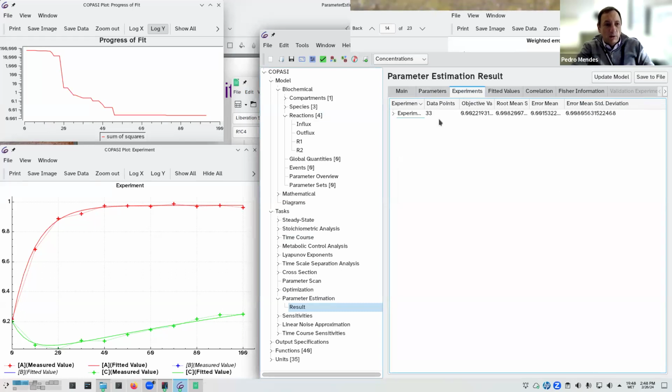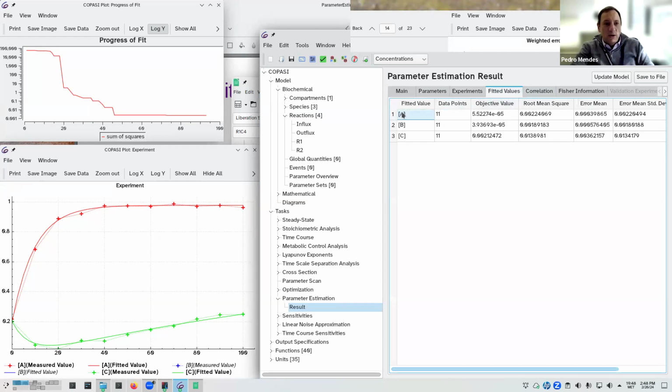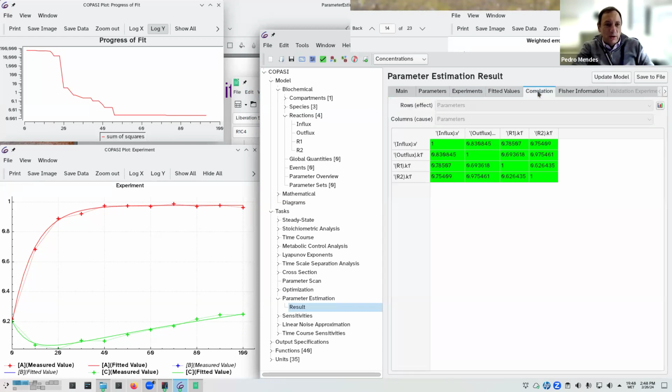You could also look at how, in this case, there's only one experiment, so there's not much to see there, but you can also figure out which of the 3 variables is better fit. So you also have data for each of the 3 variables, the objective value for each one of them, etc. You can look at the correlations between the parameters.